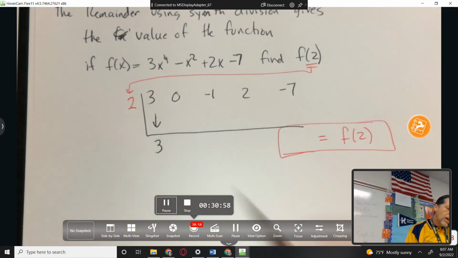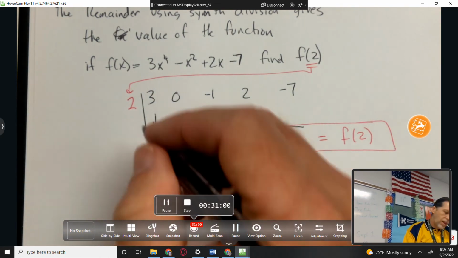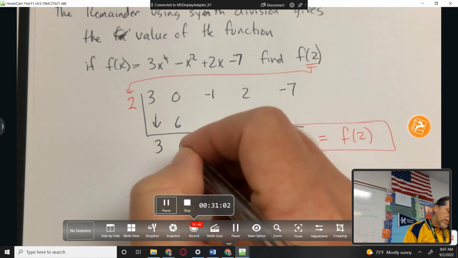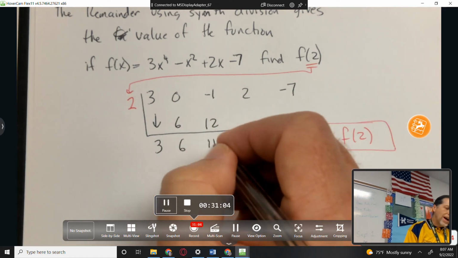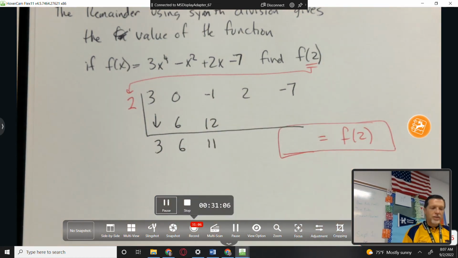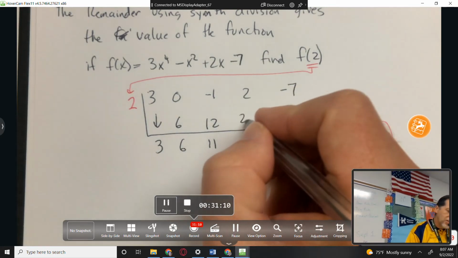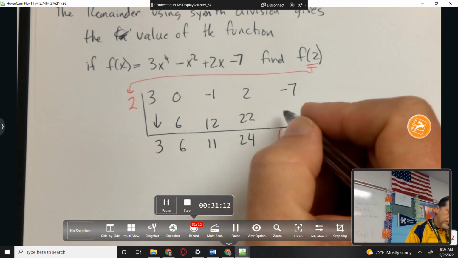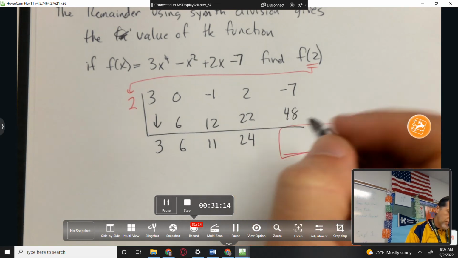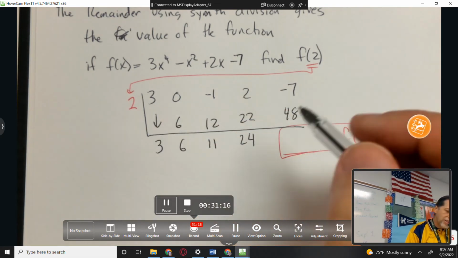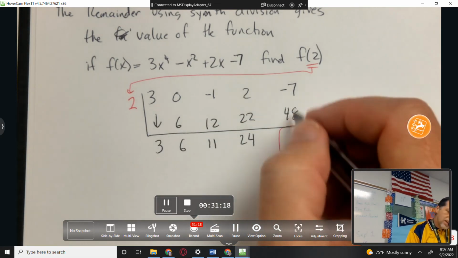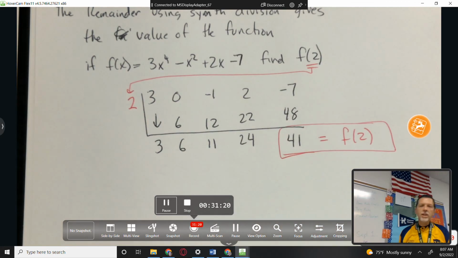Copy down the 3. 3 times 2 is 6. A lot of multiply adds. Lots of places for silly mistakes in here, right? Because there's 5 multiplications and 5 additions. And so I'm trying to go fast, but not so fast that I make a mistake. So remainder is 41. That means that f of 2 equals 41.